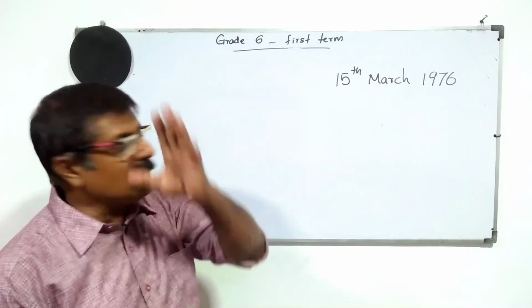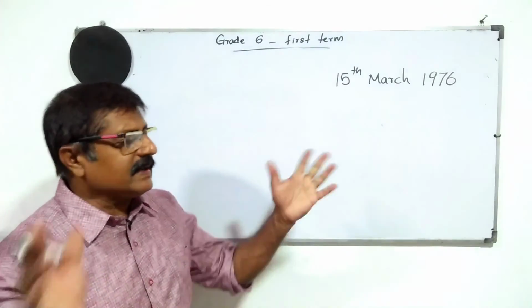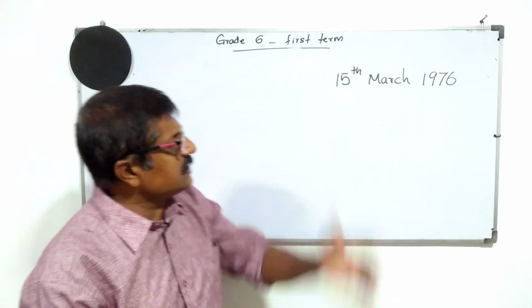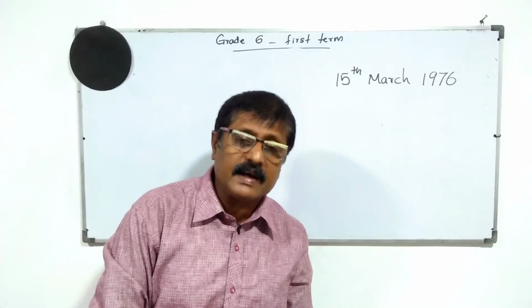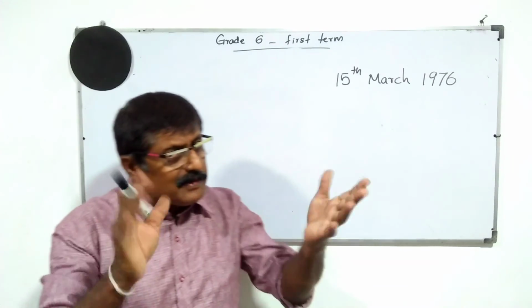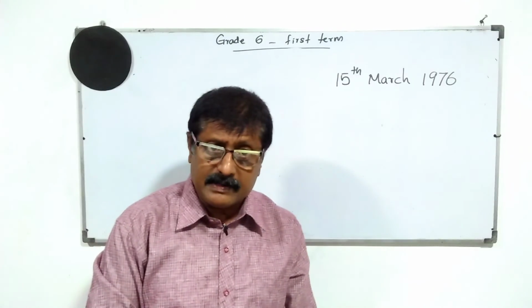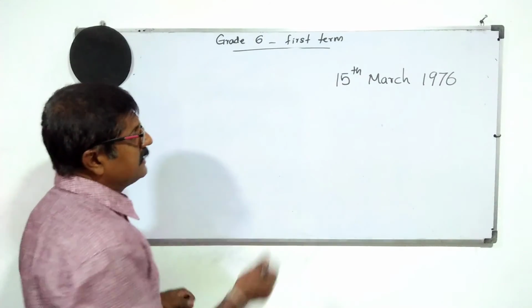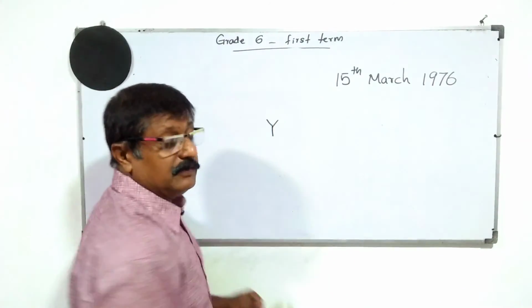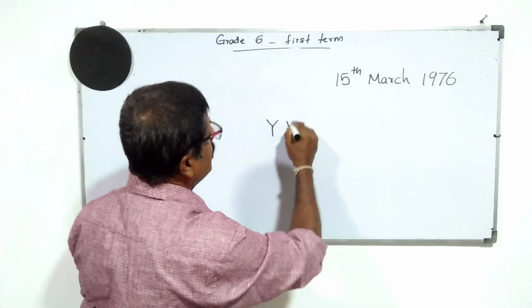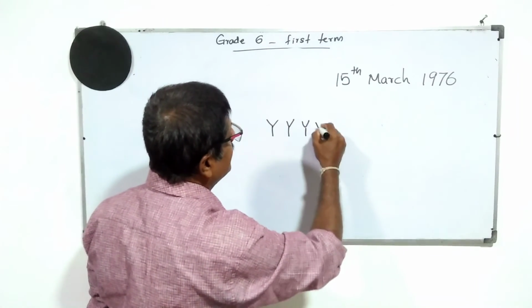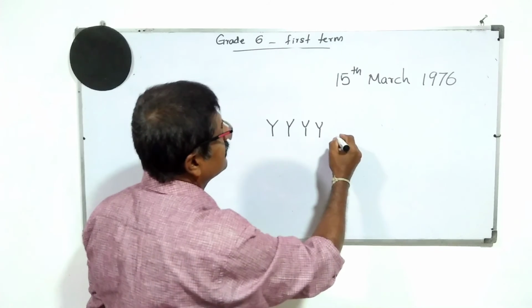Now the 10th question. Mr. Pereira's birthday is 15th March 1976. Write it in the standard form. Now can you remember how we write a date in the standard form? When you go to the bank also you can see this, but not in this manner. There is a small difference.